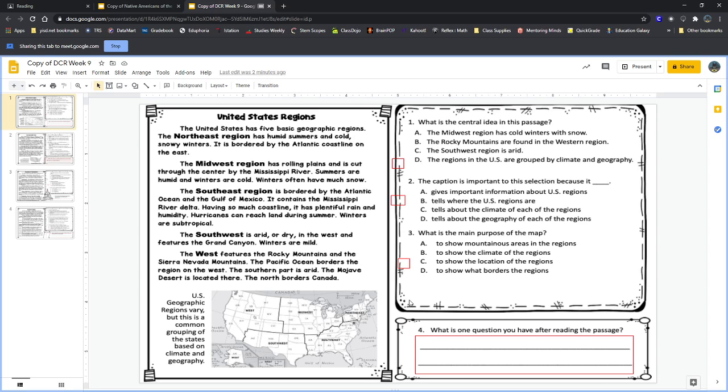Question 4. What is one question you have after reading the passage? Let's go ahead and read the passage. That way we can.